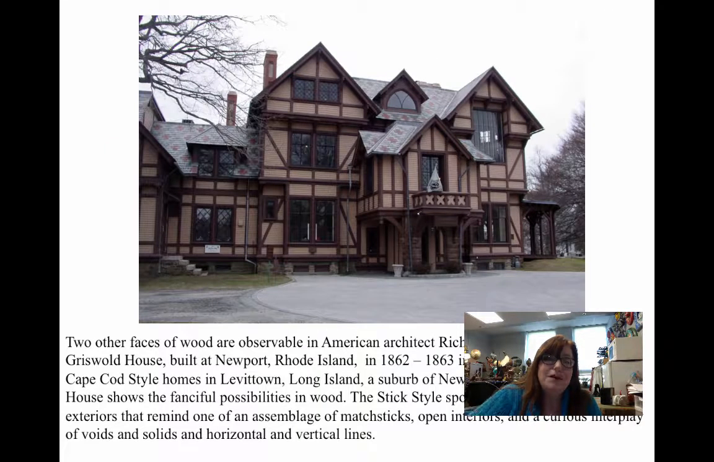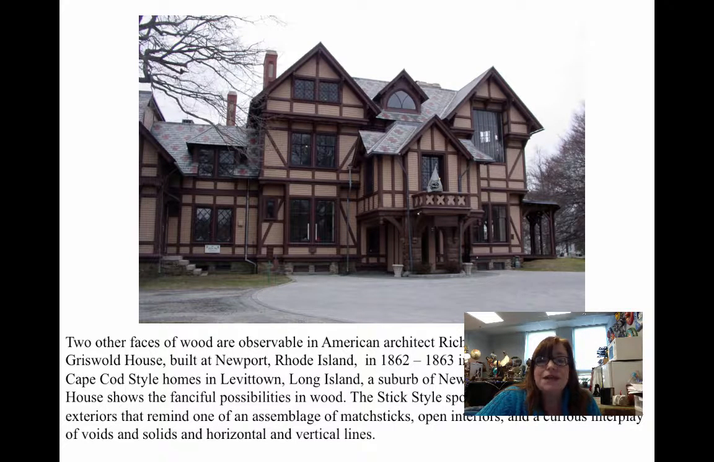So this is an example of wood being used successfully in a home, I would say, and balloon framing being successful in a home. And it's called the stick style because it's kind of allowing the trusses and the framework of the house to be seen on the outside. This was designed by Richard Morris Hunt. This is called the J&A Griswold House for the family who lived there in Newport, Rhode Island.